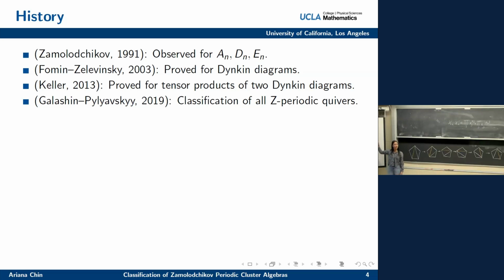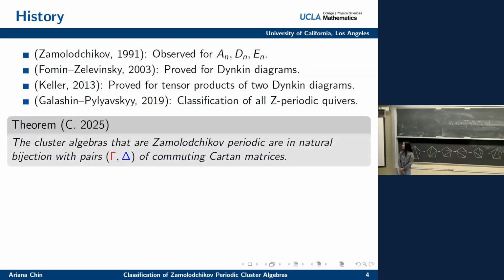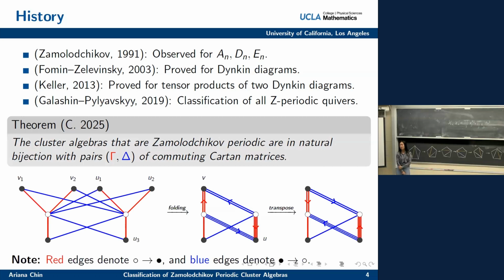quivers are not everything, right? As we talked about, there are skew-symmetrizable matrices. So last fall, I classified all of these Zamolodchikov periodic cluster algebras, and these are in fact just pairs of commuting Cartan matrices. These make up 35 infinite families and 25 exceptional types. And these are just a few of those families.